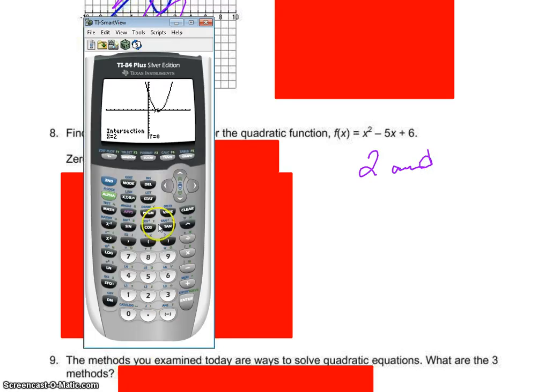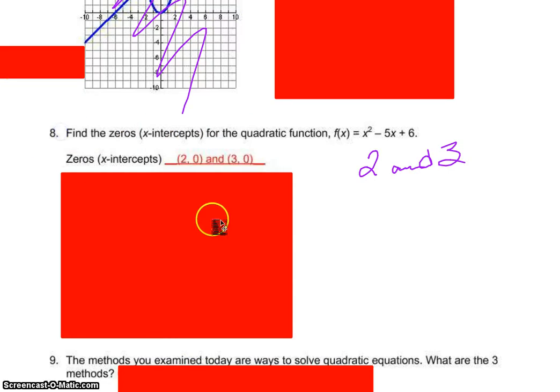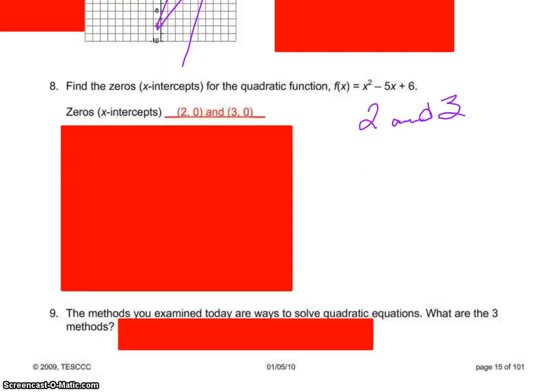Got to find the second one because they cross in two places, or it crosses the x-axis twice. Second calc 5. We're over here kind of on the left side, so go to the right. Enter, enter, enter, and 3. So your zeros or your x-intercepts, and you can either tell me 2 and 3, or you can tell me 2, 0 and 3, 0. I won't be real picky about that. Once again, don't worry about the graph.